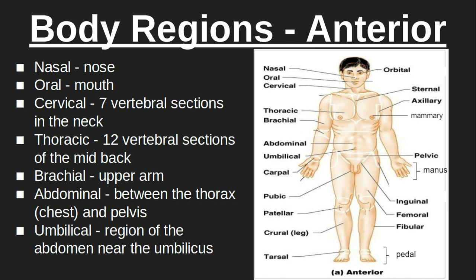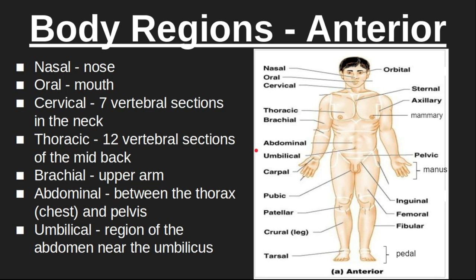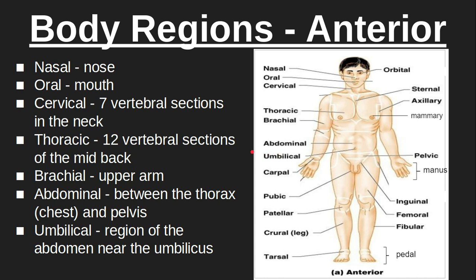But then the last one for the first section here is the umbilical region. So the region of the abdomen underneath your belly button, right? Your umbilicus is your belly button. But the umbilical region is just sort of like the lower part of the abdominal region. So that is actually one of the abdominal sections that we'll talk about.